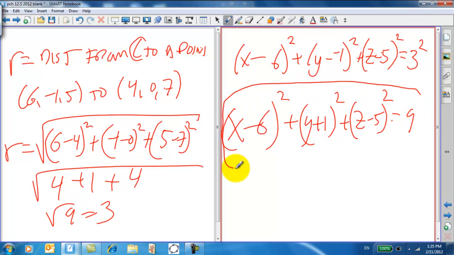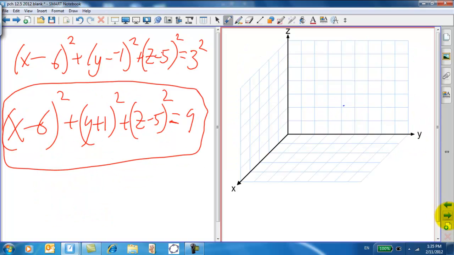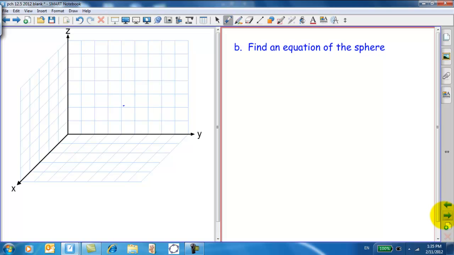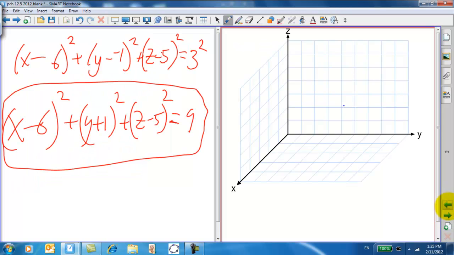I suppose you could expand it out. And then, if someone would give you the expanded out form to find the center and radius of the sphere, you'd have to complete the square in all 3 variables. Oh, that would be fun. And that's the equation of the sphere. We found the center and now we've got the equation.